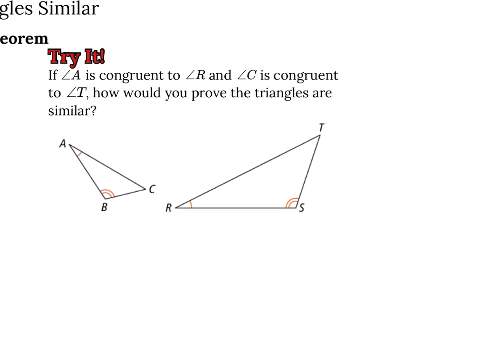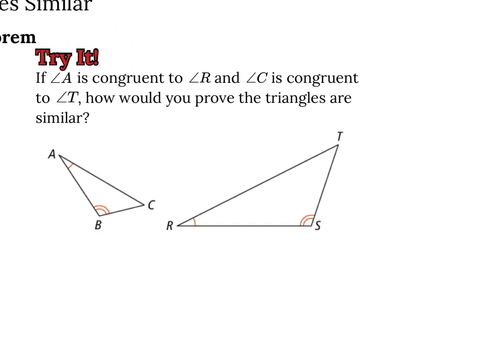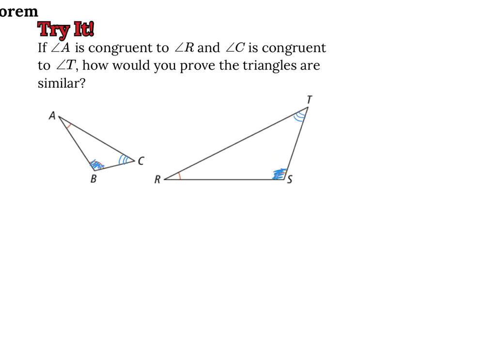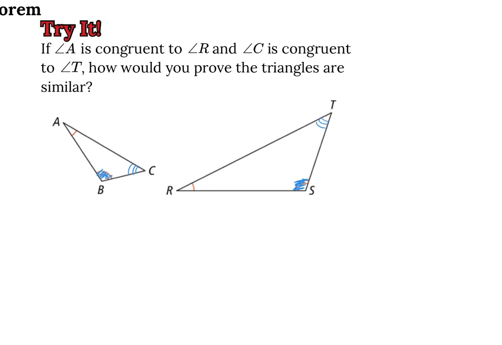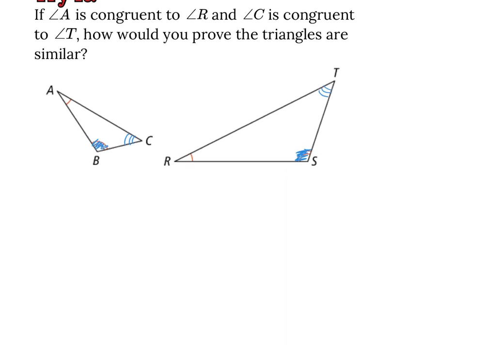Okay, our triad. If angle A is congruent to angle R and angle C is congruent to angle T, how can we prove that our triangles are similar? Okay, so this image was wrong, so we're going to ignore this information right here. So we know that angle A is congruent to angle R and angle C is congruent to angle T. We want to figure out how to prove that our triangles are similar. So very similar to the last example that we just did, example 1. We're going to find our scale factor.